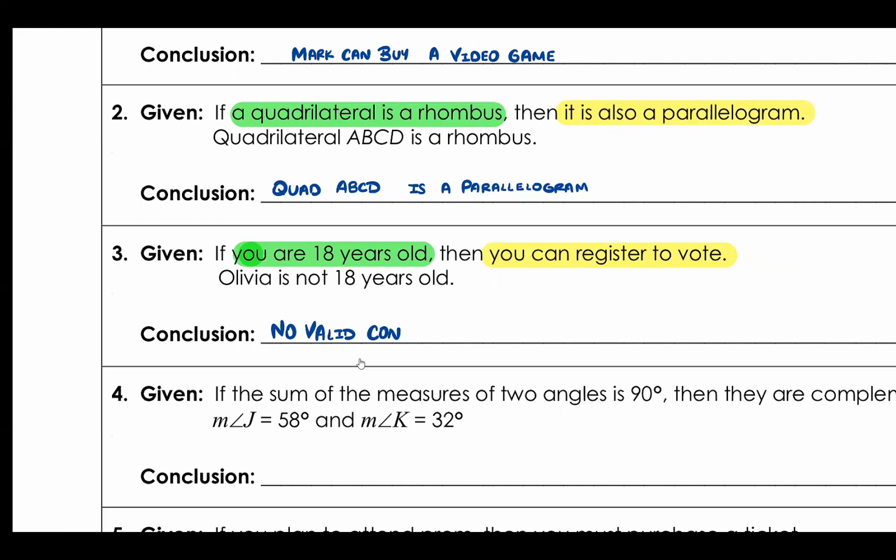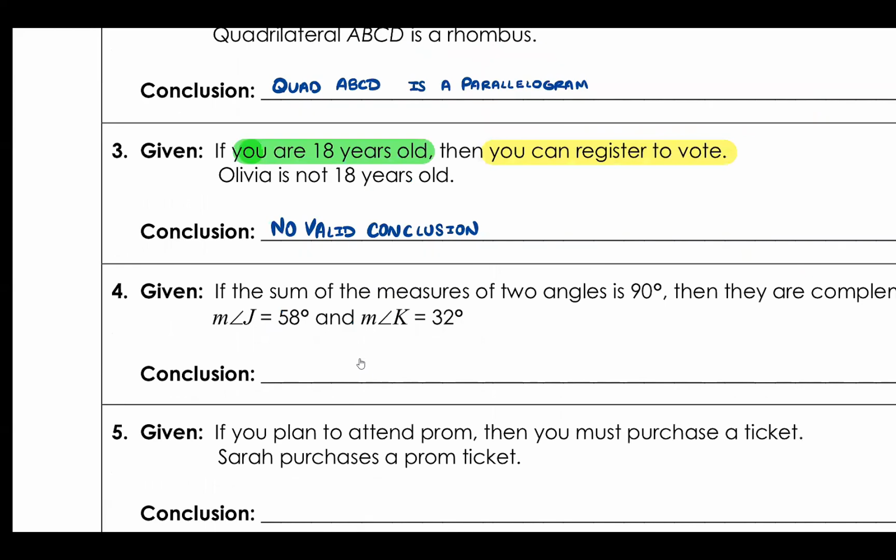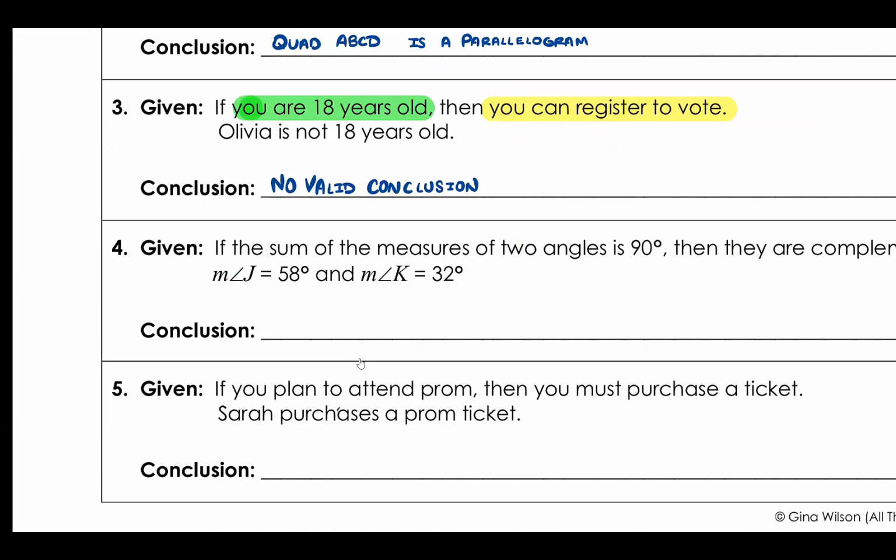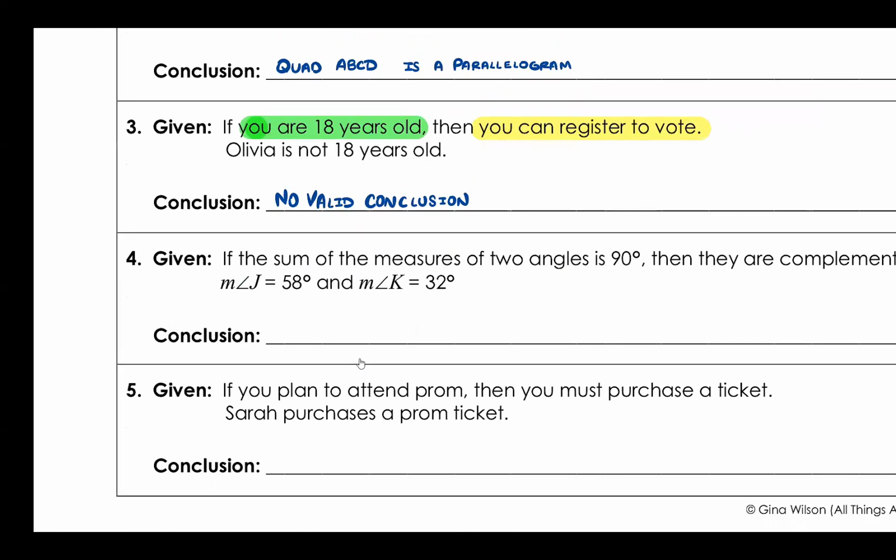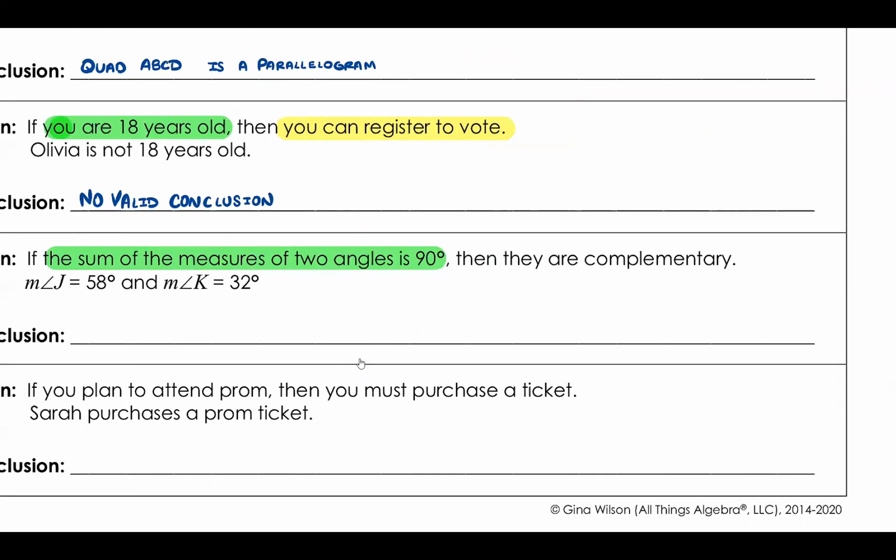Based on that conditional statement, they need to tell us that Olivia is 18, or we can't assume anything. The next one says, if the sum of the measures of two angles is 90, that's our hypothesis, our conclusion is they are complementary.